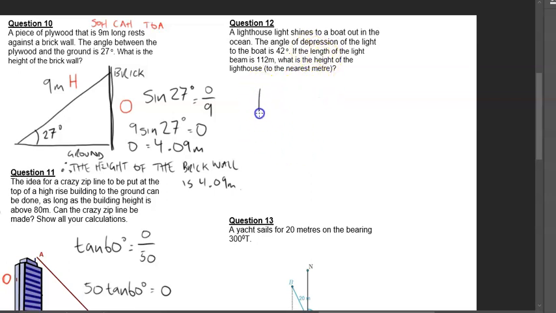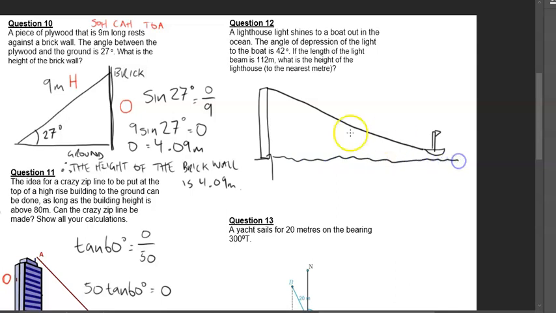if I were to draw the lighthouse, which is here, the light beaming to a boat. So here's my boat, and then obviously there's ground, there is the ocean. All right, so we have a lighthouse, and what we do know is an angle of depression of 42 degrees and a beam of 112 meters. So this is the light beam, which is 112 meters. Now, you got to be careful with your angle of depression.